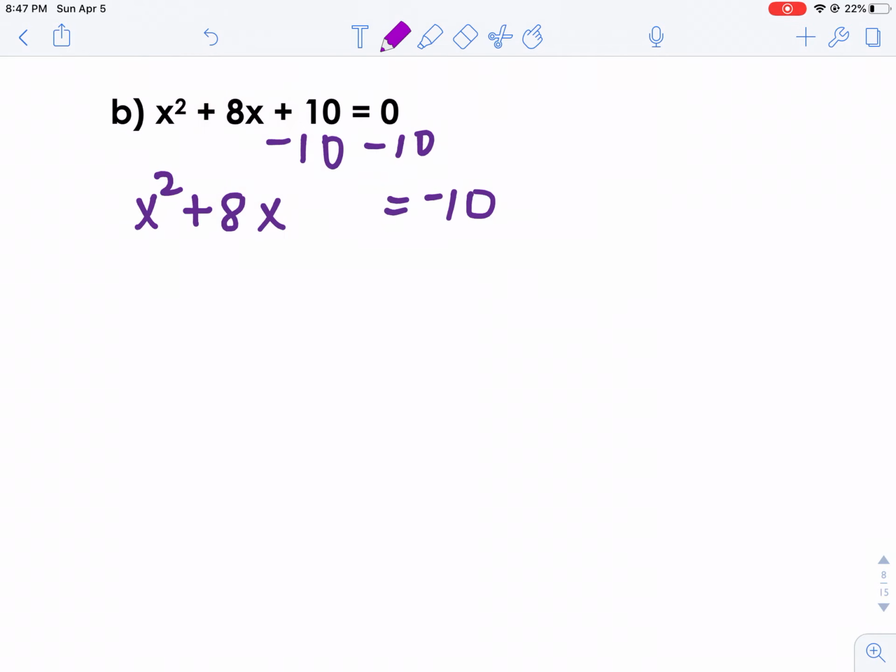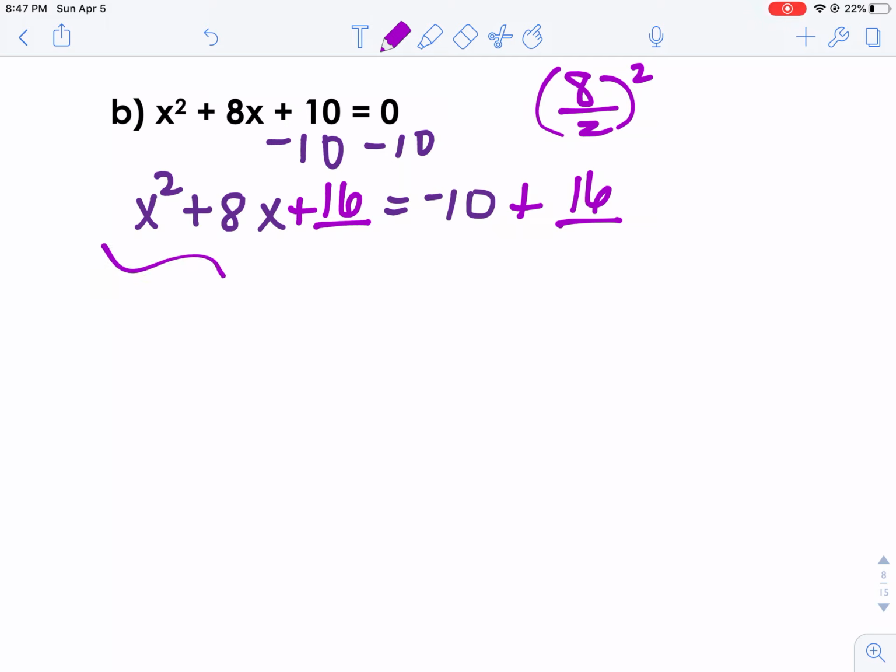Okay, we want to complete the square, so we're going to add on an extra value onto both the left and the right-hand side. So we're going to take that 8, our b value, cut it in half, and square it. That would give us 4 squared, which is 16. Okay, so we're going to add 16 onto both sides.